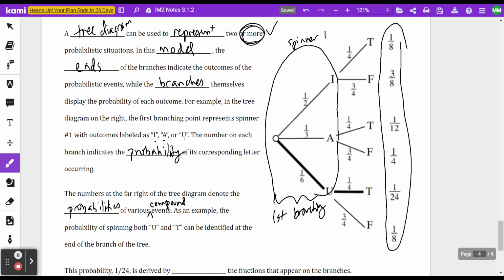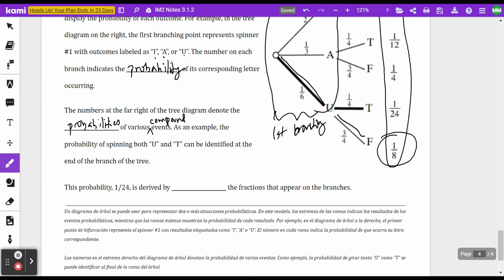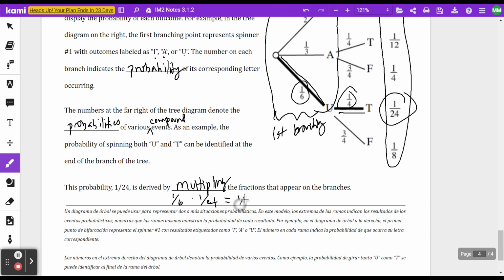As an example, the probability of spinning both U and T can be identified at the end of the branch of the tree. This probability, oops, I did U and F, sorry. U and T. 1 over 24 is derived by multiplying the fractions that appear in the branches. So that would be 1/6 times 1/4 equals 1 over 24.